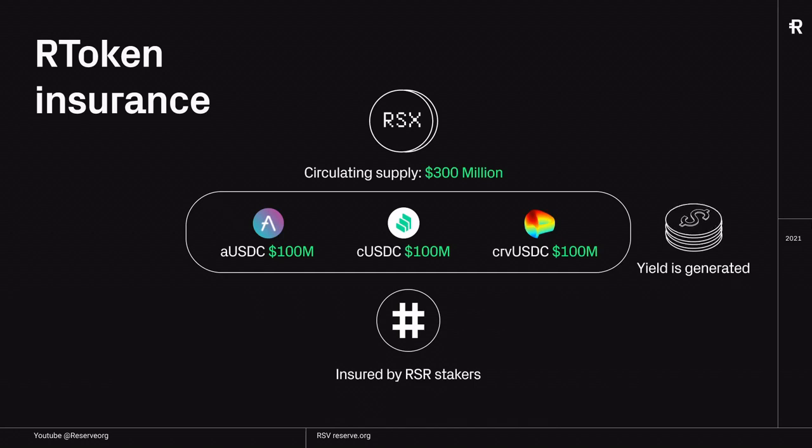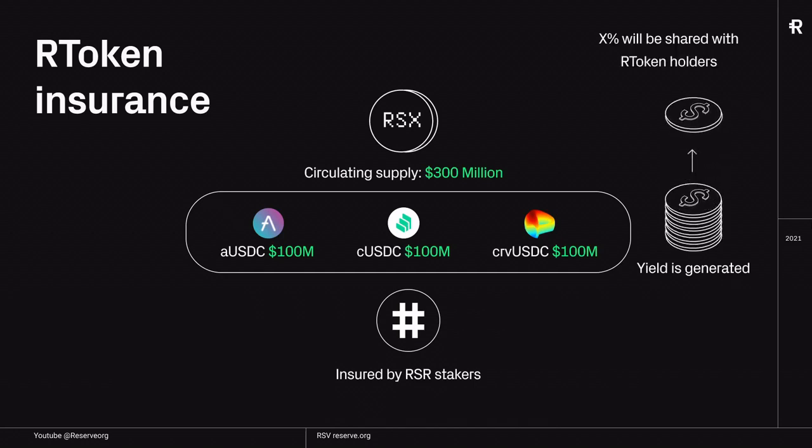Now, what do we do with that money? Well, first of all, we share a bit of that money with the RSX holders, so the holders of that stablecoin. And what's so cool about that is that those holders don't need to stake their token. They don't need to lock up their token. They can just keep the stablecoin in their wallet and automatically some yield will be generated. So they'll just see their money growing and growing based on that shared yield.